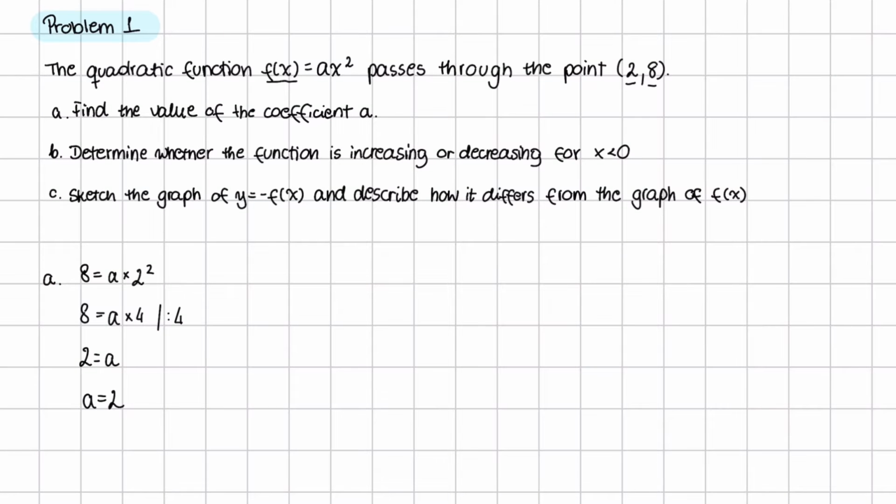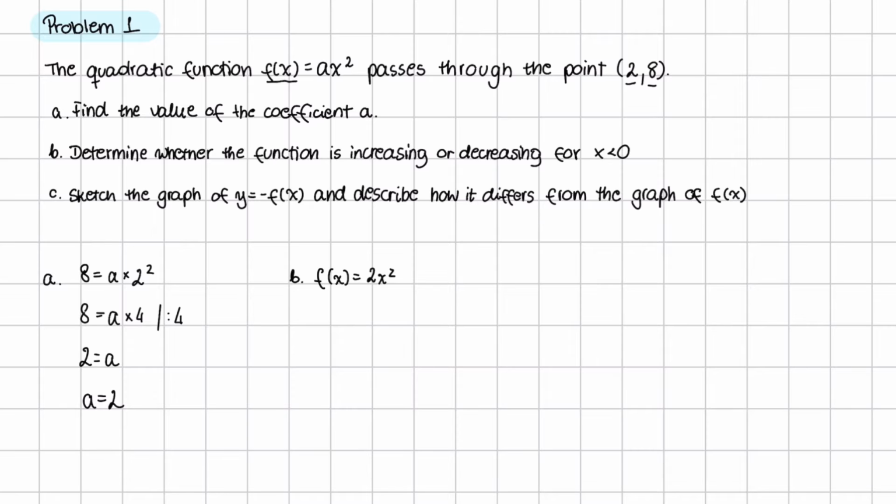B. Determine whether the function is increasing or decreasing for x smaller than 0. So firstly, we can rewrite our full function with a that we already found, so 2x squared. And the simplest way to find whether this function is increasing or decreasing, we can graph it on our GDC. And you see that this is a parabola.